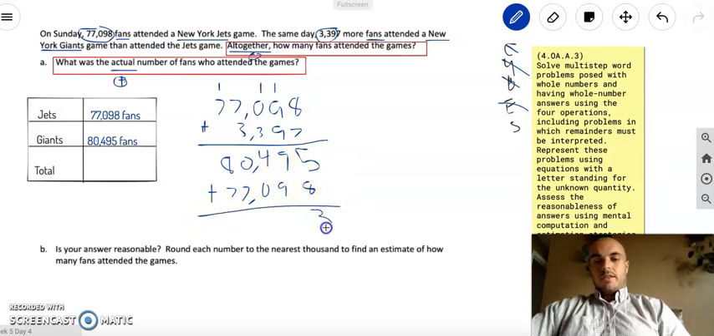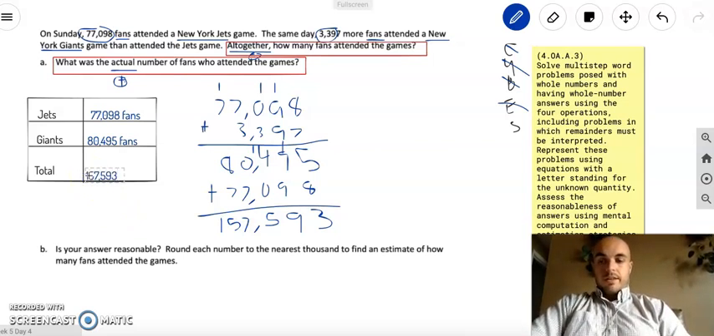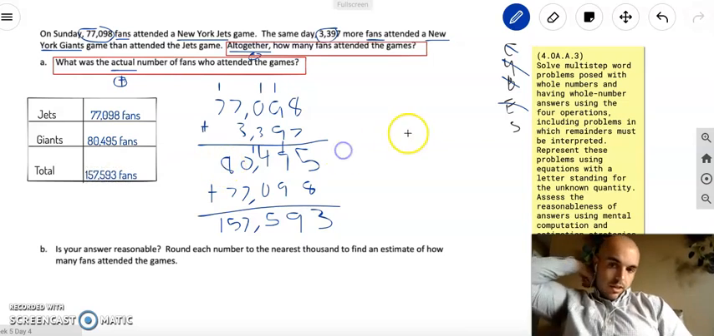5 plus 8 is 13, carry the 1. 1 plus 9 is 10, plus 9 is 19, carry the 1 again. 1 plus 4 is 5, plus 0 is 5, put my comma down. 0 plus 7 is 7, 8 plus 7 is 15. Okay, so the total number of people between both games is 157,593 fans. So that tells us the actual number of fans who attended the games.